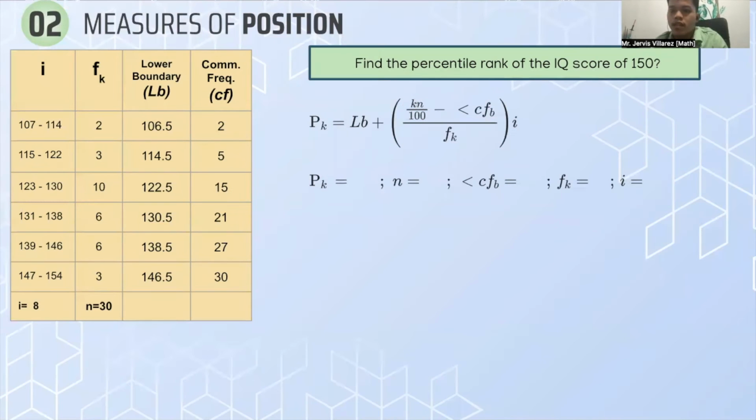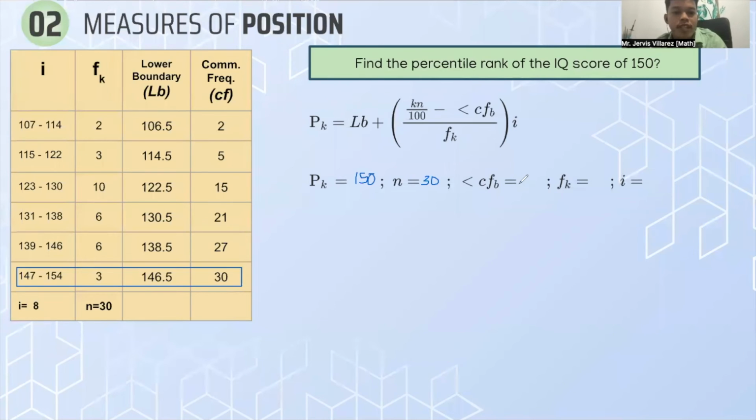Okay, in the second exercise, we are asked to find what is the percentile rank of the IQ score 150. Since the IQ score given is 150, that will be our PK. Now our n will never change. We're dealing with the same table, so 30. So we have to identify where 150 is located. 150 is located in the last class.